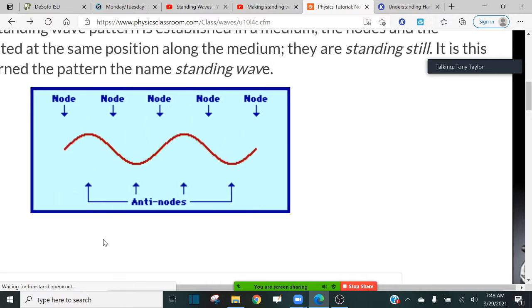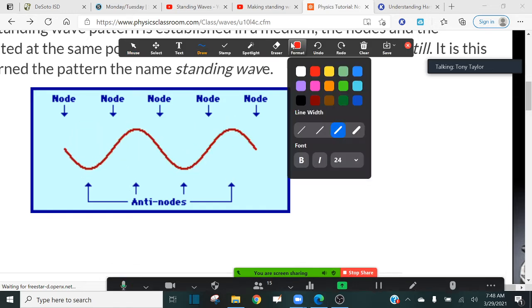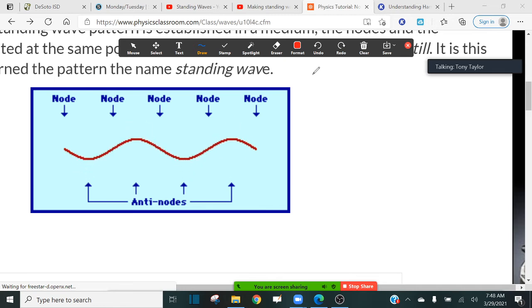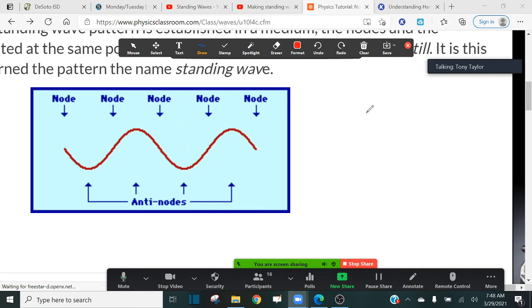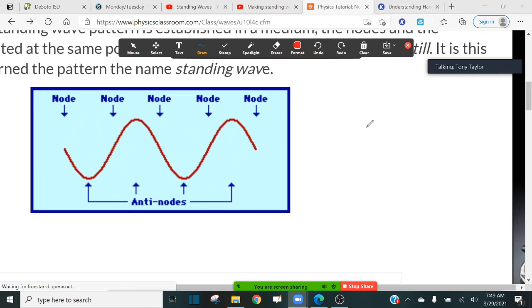Let me write down what they mean so that whenever you're working on the assignment, you will know what you're doing. Okay. So, as he said in the video, anytime you have a standing wave, along that standing wave, the areas where the waves don't move, we call that a node.